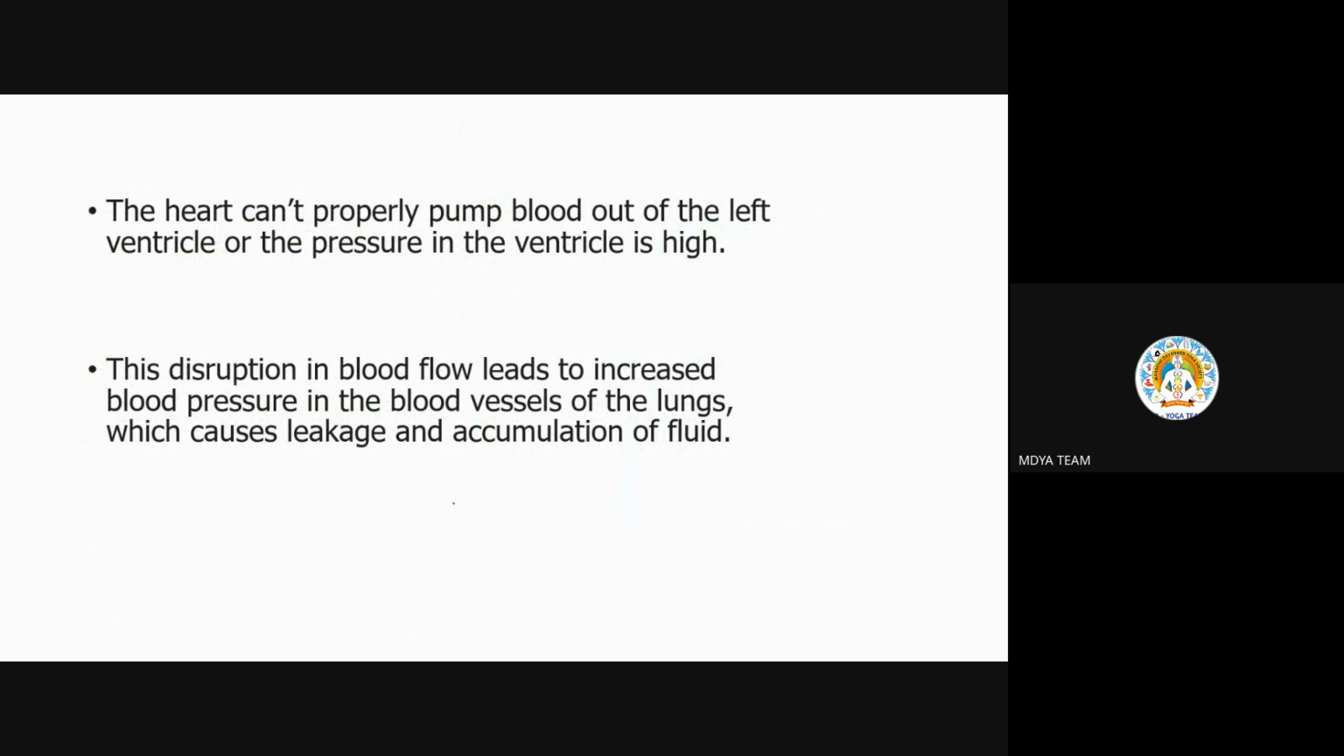The heart can't properly pump blood. In cardiac asthma, what happens? The heart can't properly pump the blood out of the left ventricle, because the left ventricle is supplying to which part? The aorta, and through the aorta to the whole body. So here it is told that the heart can't properly pump blood out of the left ventricle, or the pressure in the ventricles is high. So because of the high pressure, the proper amount of blood is not going to the body. Proper supply of the blood is not happening.